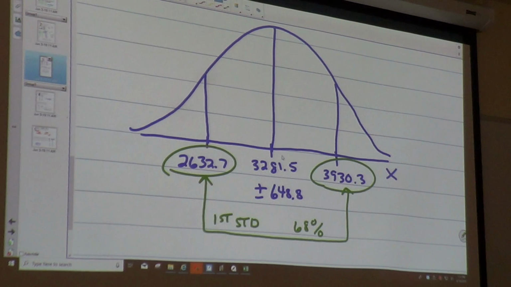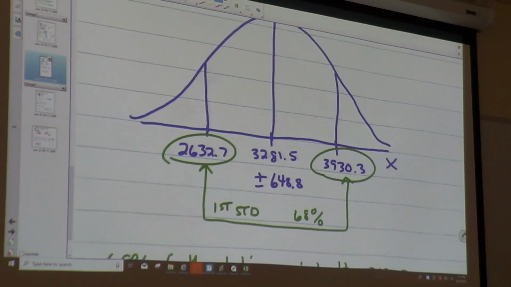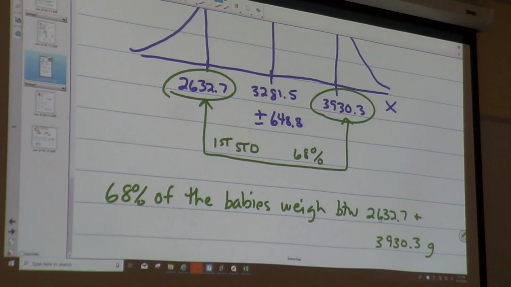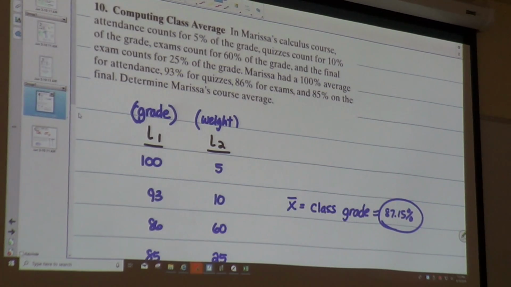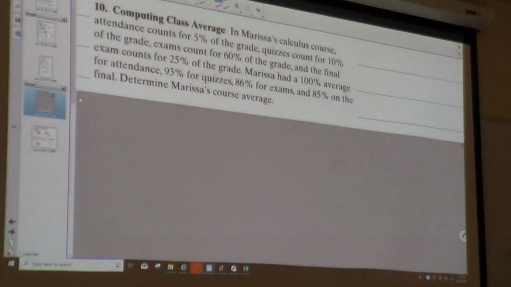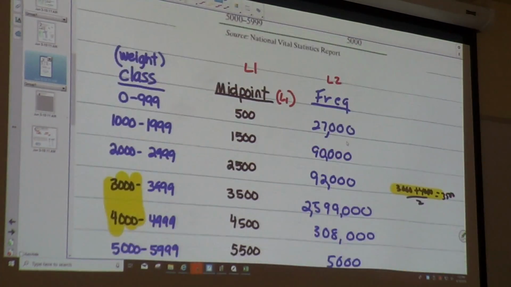So you knew everything you were supposed to know, but if you mess up the mean and standard deviation, then you're going to mess this up, which is why I say don't wait till the last minute to do the homework, because there are 47 parts to some of these. So 68% of the babies weigh between blah and blah. You just would have had to add the deviation and subtract the deviation off of the mean.